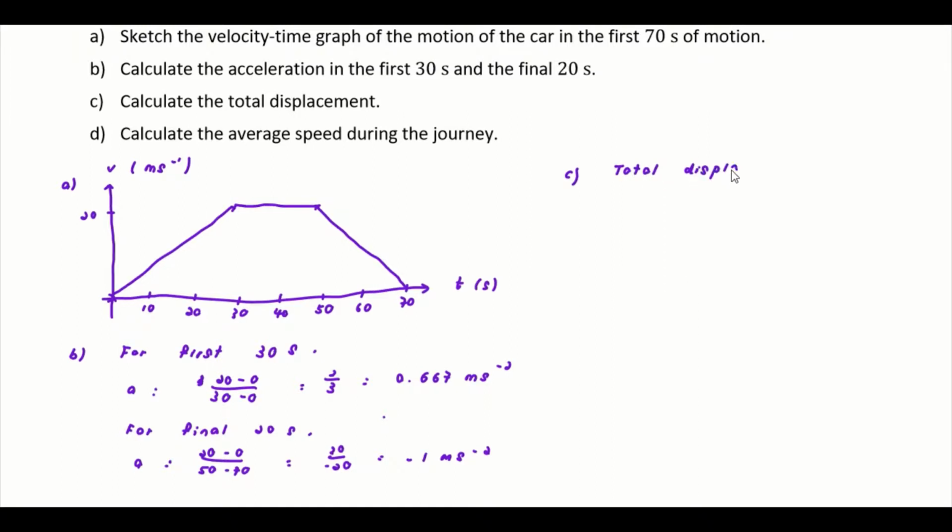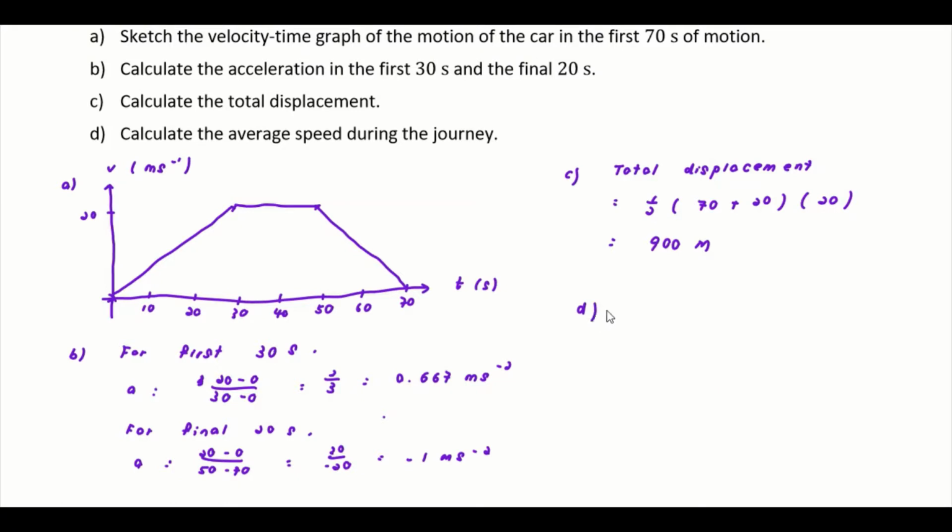will be just equal to the area for trapezium, which is equal to 1 over 2, and the length is going to be 70, and then the top part is from 30 to 50, right? So that's why 20. So multiply by the height, which is 20. Okay, so we can solve it and you will be able to get the answer of 900 meter.